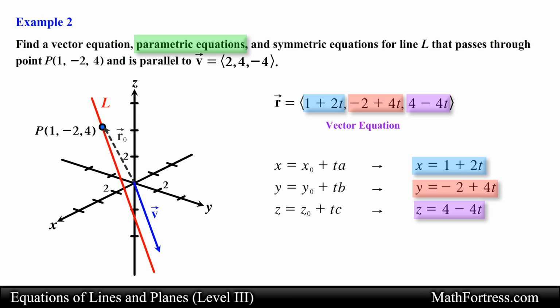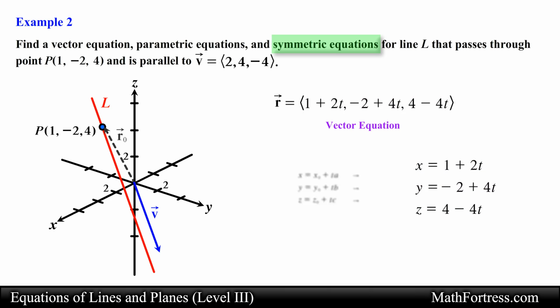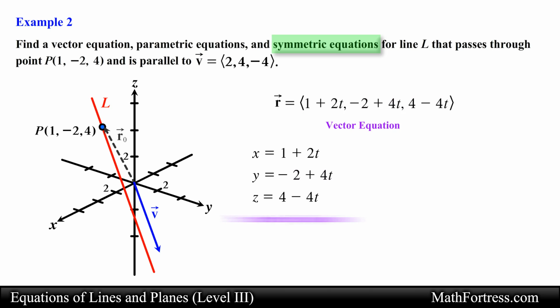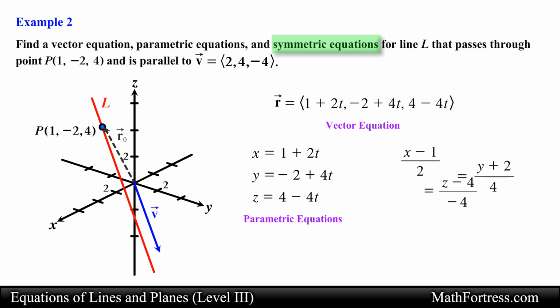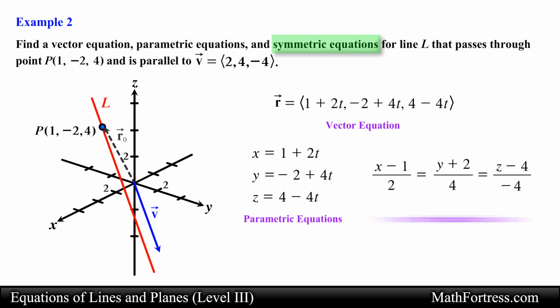Also notice that the parametric equations are essentially the components of the vector equation of the line. Lastly, we can find the symmetric equations of the line by solving for the parameter t for each parametric equation and equating all three expressions to one another. Doing that, we obtain the following symmetric equations. Notice that the symmetric equations also use the coordinates of the point where the line passes through, as well as the direction numbers of vector v.